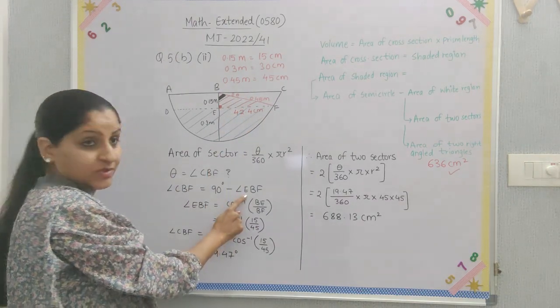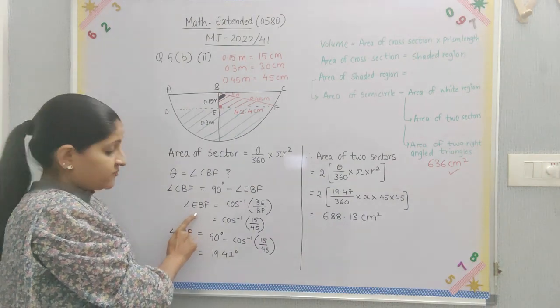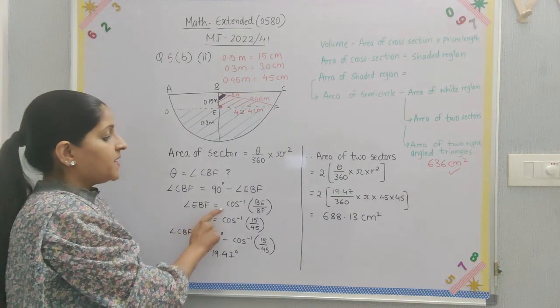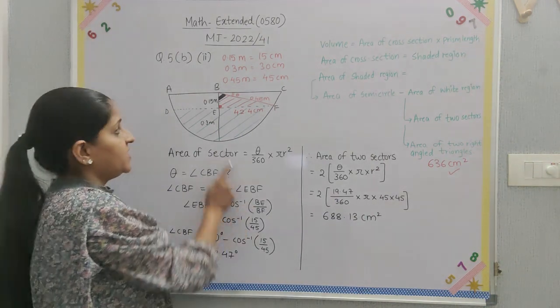How are we going to calculate angle EBF? By using principle of trigonometry, angle EBF can be worked out by cos ratio. So cos inverse of BE upon BF.